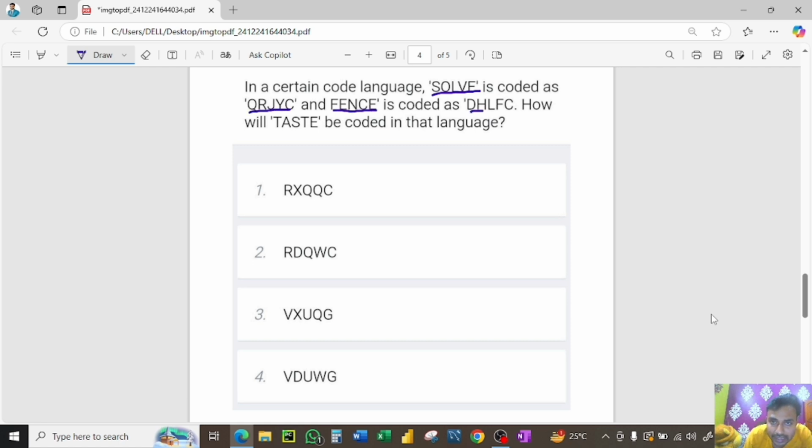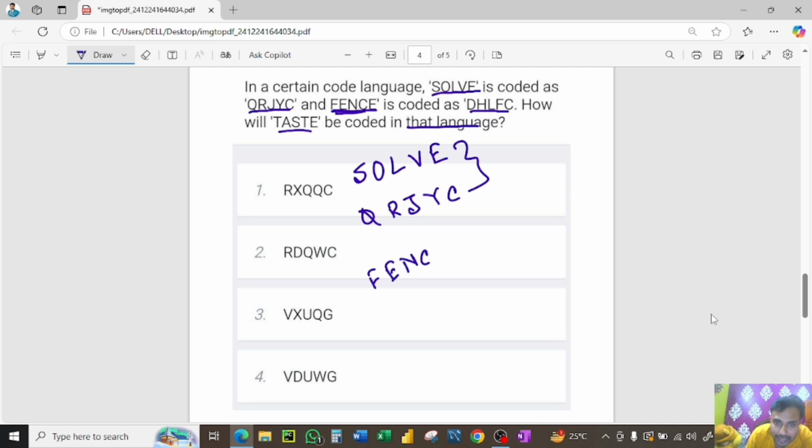In a certain code language, SOLV is coded as QRJYC and FENCE is coded as DHLFC. How will TASTE be coded in that language? Okay, so the code of SOLV is given as QRJYC. And in another code, FENCE is given as DHLFC. So we have to find out the logic of the code language.